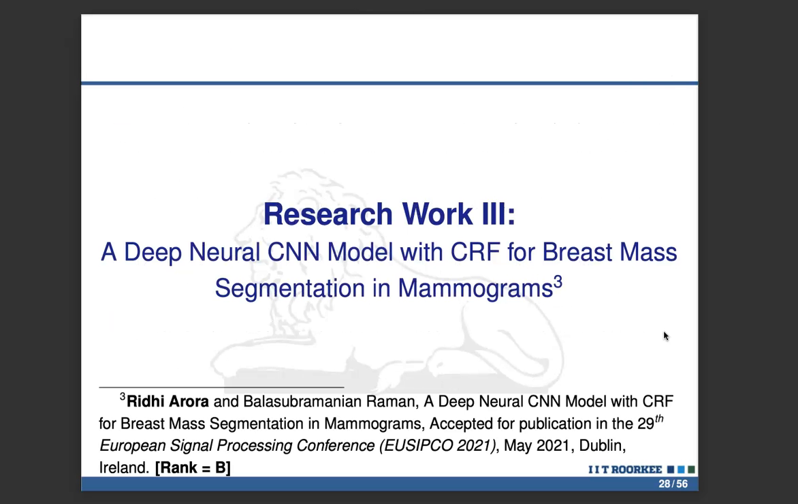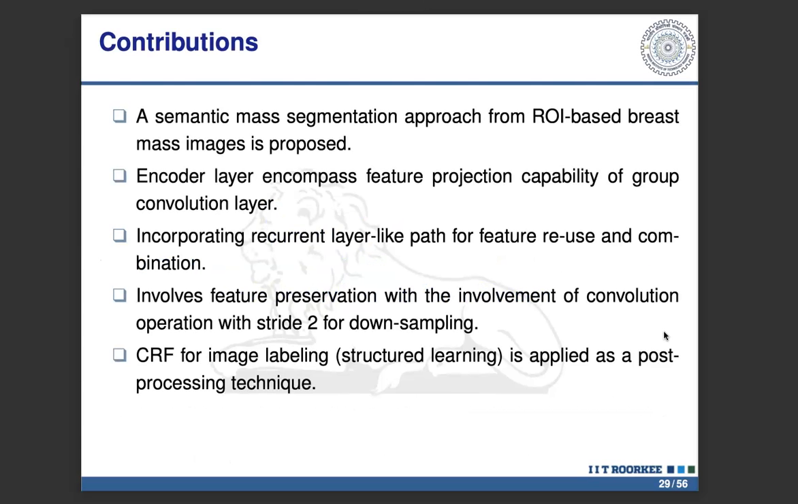The third research work is a deep neural CNN model with CRF for breast mass segmentation in mammograms. It contains a segmentation approach using ROI-based breast mass images, wherein we have used the feature projection capability of group convolution and the feature reuse and combination patterns of recurrent layer-like paths. In the end, we have used a conditional random field as an image labeling or structured learning technique, which is used as a post-processing mechanism.